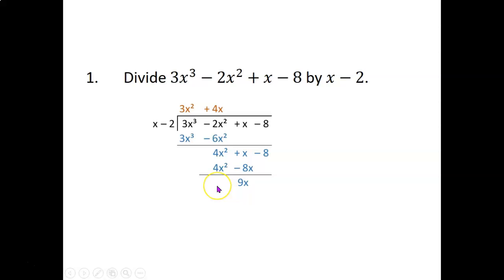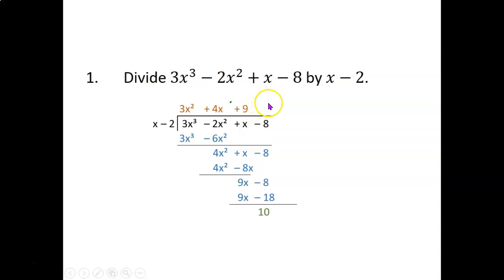Now I'm going to subtract here. The 4x squared minus 4x squared cancels out. The plus x minus the negative 8x is 9x. Bring down the minus 8 and go through it again. What do I have to take times this x to get this 9x? Answer, 9. So I write plus 9 up here, and I multiply that all the way through. 9 times x minus 2 gives me 9x minus 18. Now I subtract. A negative 8 minus a negative 18 gives me 10.